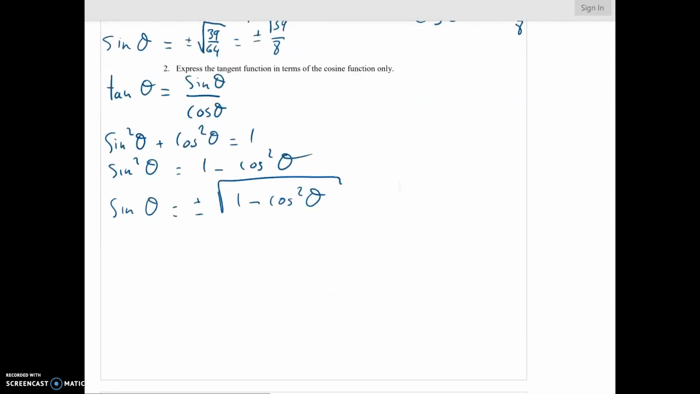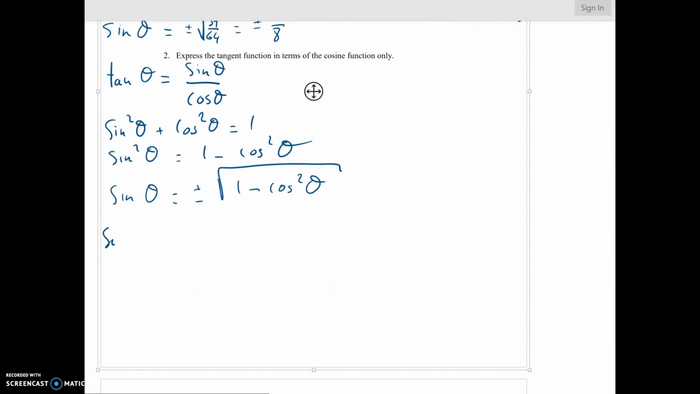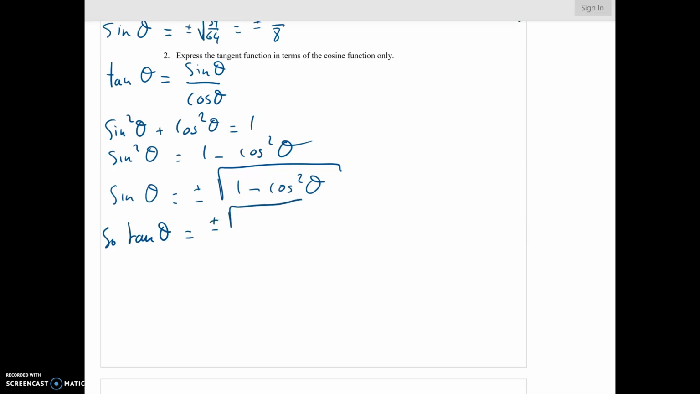So my tangent theta, so tangent of the angle, is going to be plus or minus the square root of 1 minus cosine squared theta, divided by cosine theta.